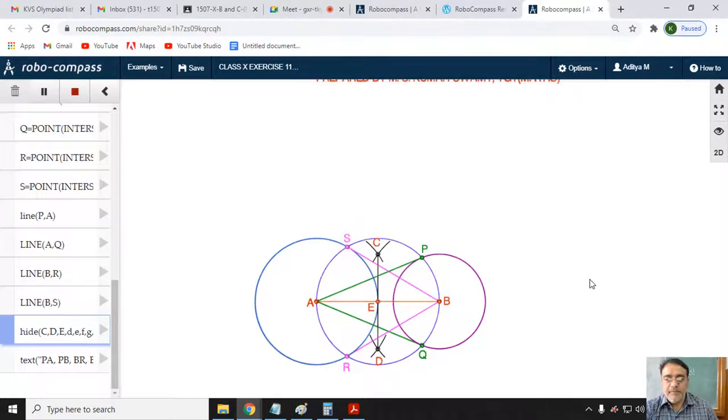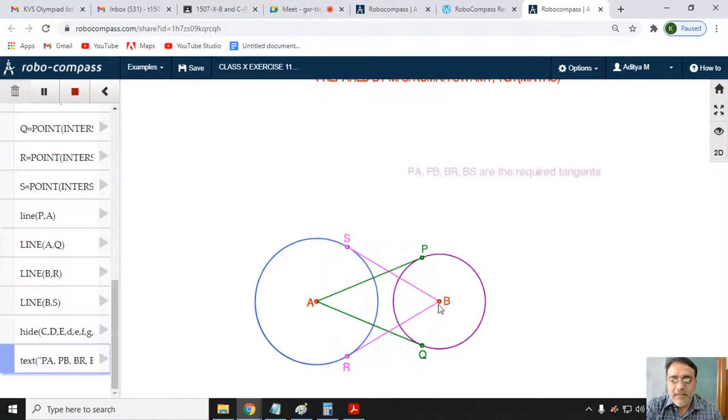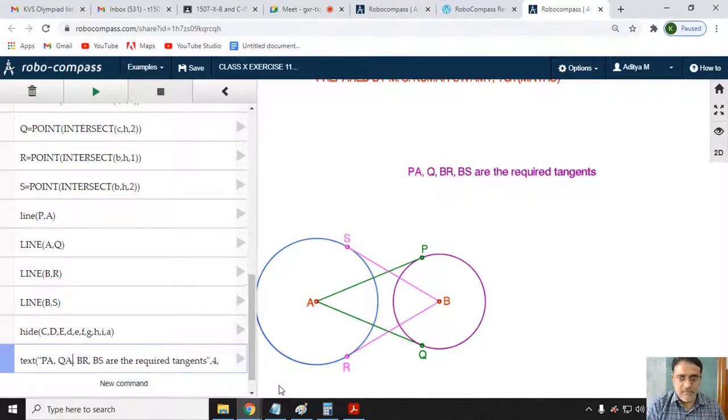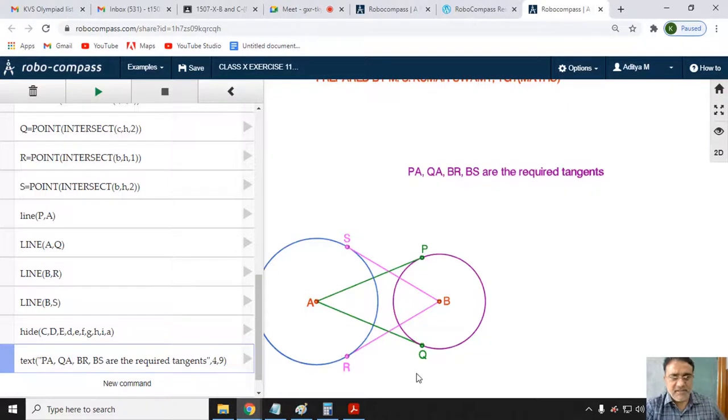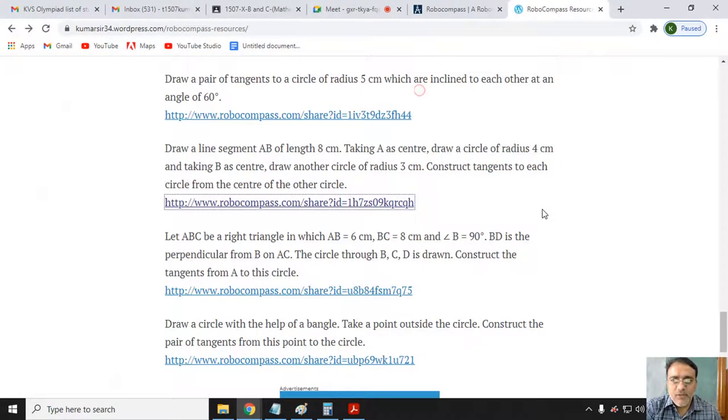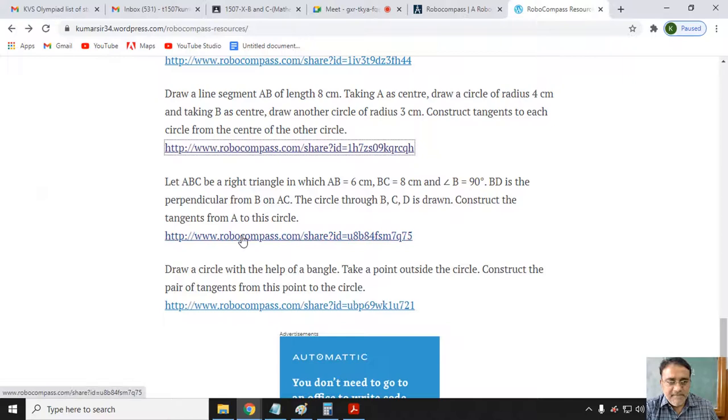So PA, PQ, QA, BS, BR are the required tangents. PAQB, this is wrong. Wait, इसको करेक्ट कर लेते हैं. PA, QA, BR and BS, right? Okay. Any doubt in this construction? No, sir. Okay. So now we are going to start the next one.